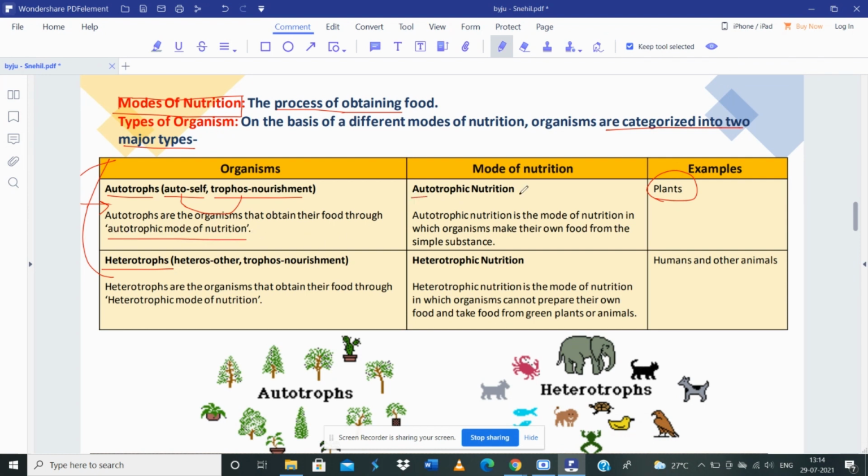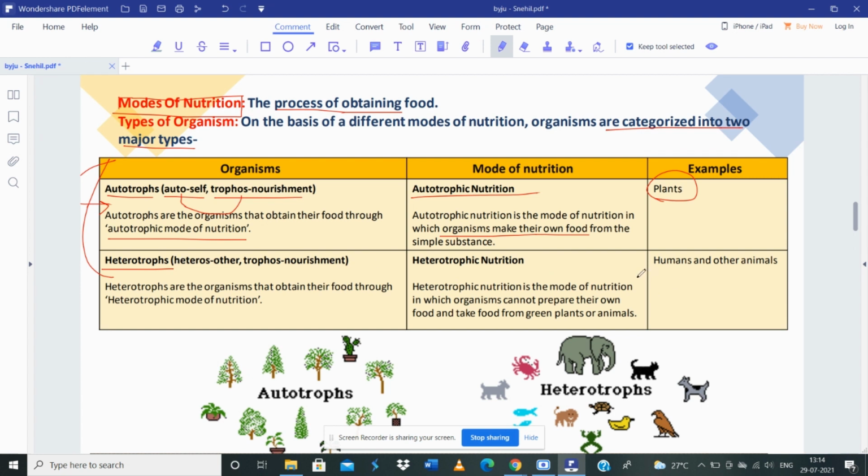And what is autotrophic mode of nutrition? It is a mode of nutrition in which organisms make their own food. Okay, they can make their own food. Example is plants.